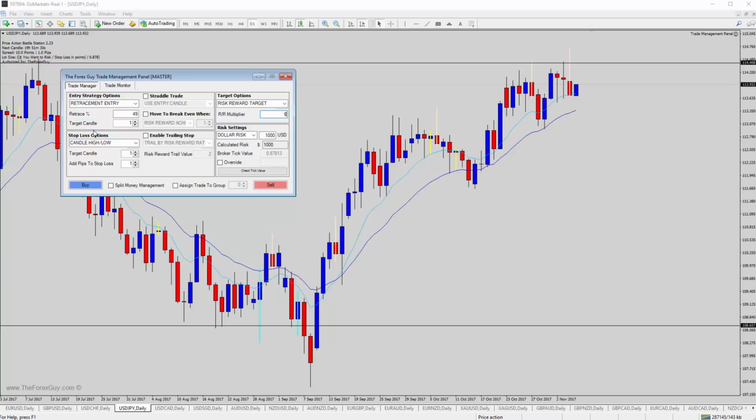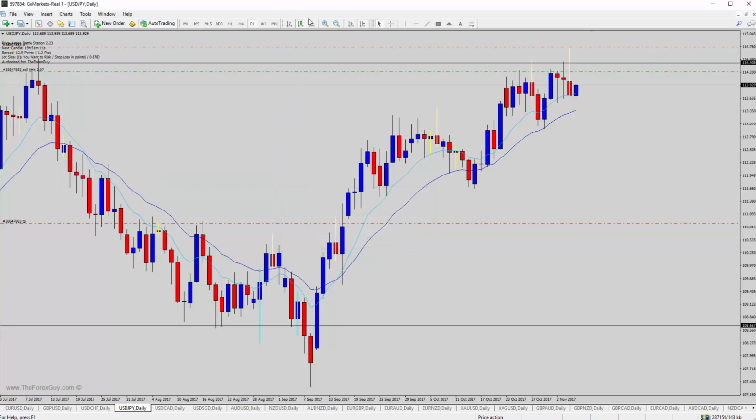So that's pretty much it. So I just tell it how I want to enter, tell it where I want to stop, give it the other parameters. The dollar risk, very important. You can also do a percentage if you want. And I'm going to hit sell. It should set me up with a pending order. All done. Okay, so we don't need that open anymore.